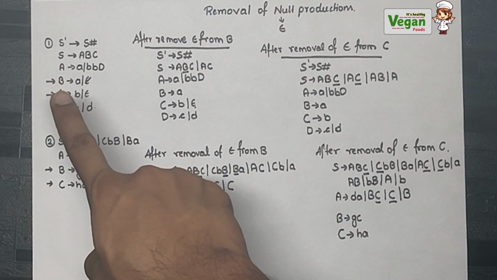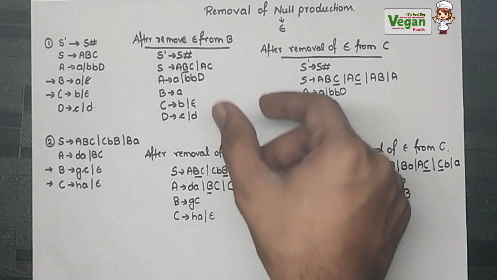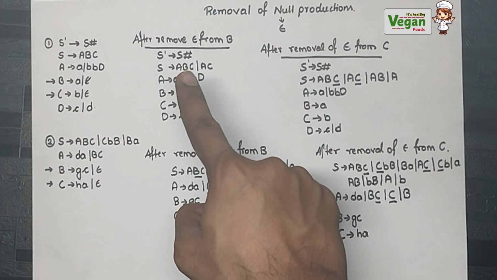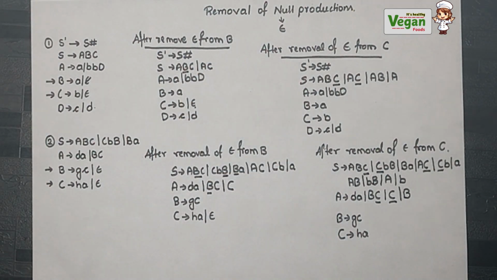Here B was the producer of the epsilon. What we did? We searched for the capital letter B in the right hand side and removed that capital B and formed another projection without having the capital letter B. So like this, if you solve the problem, the removal of the null projection problem will be solved much more easily.